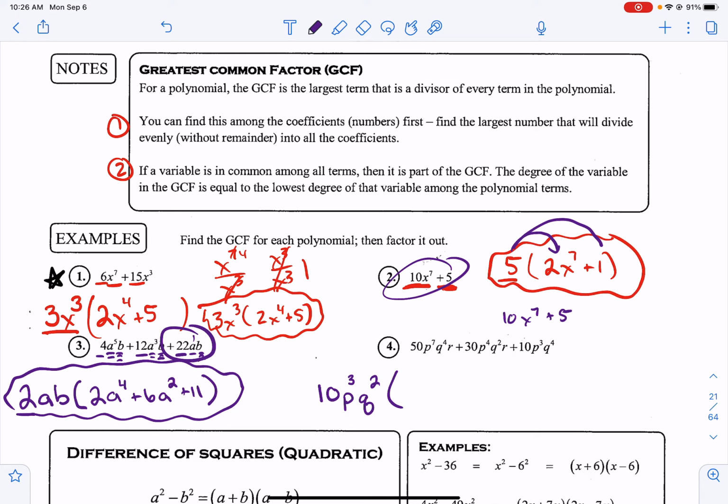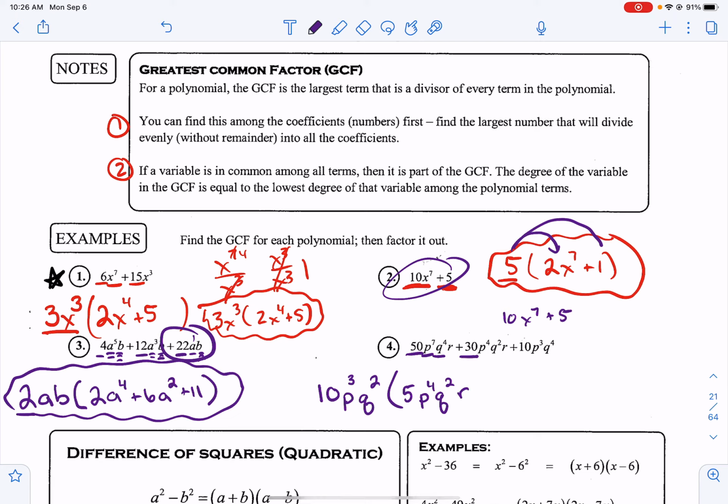So when I factor this out, 50 divided by 10 is 5. P to the 7th divided by P to the 3rd is P to the 4th. Q to the 4th divided by Q squared is Q squared. And my R gets divided by nothing, so it stays there.